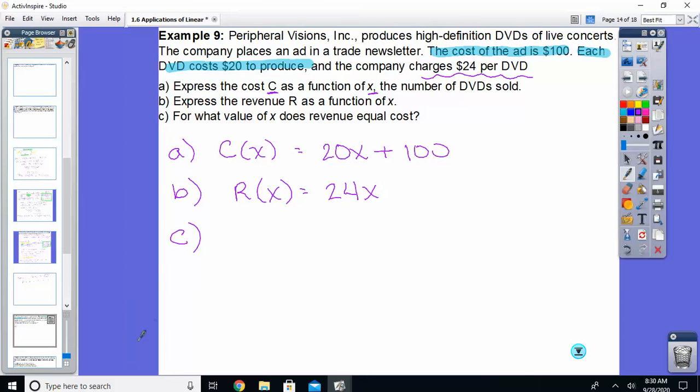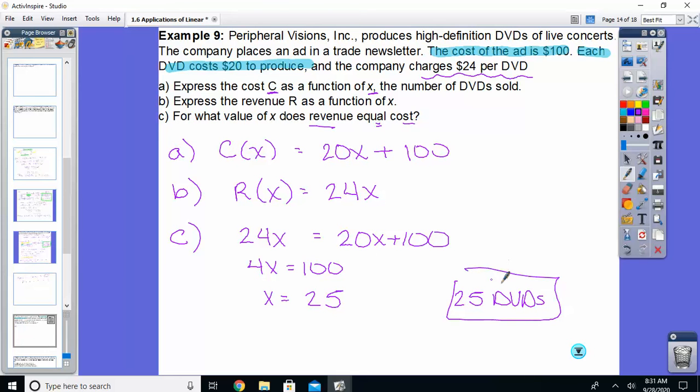Part C, I want to know for what value of x does revenue equal cost. That's like your break-even point. So all I'm saying is revenue, 24x, equals cost, and my cost was 20x plus 100. Solve that equation: subtract over your 20x, divide by 4, and x equals 25. So at 25 DVDs.